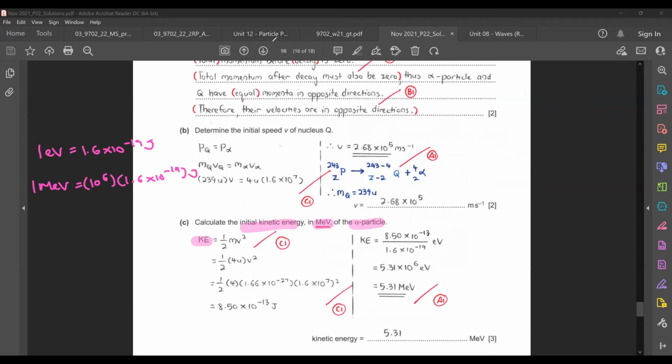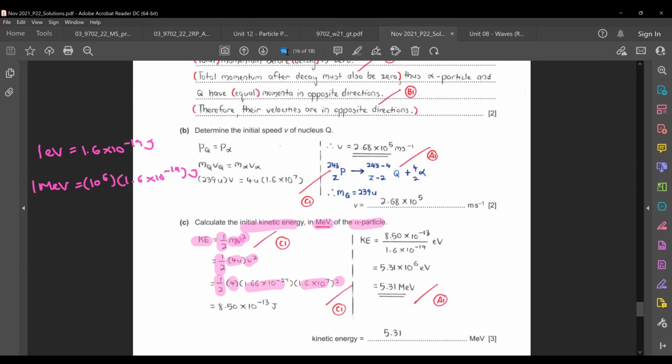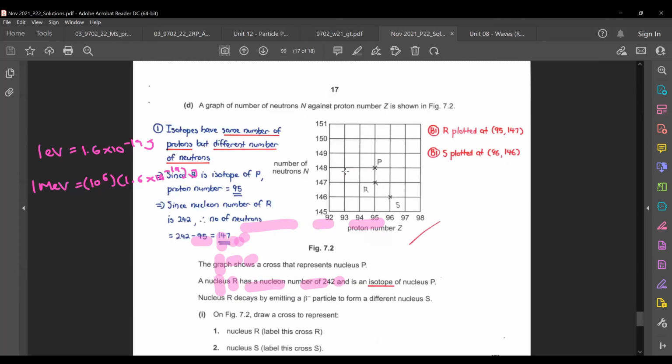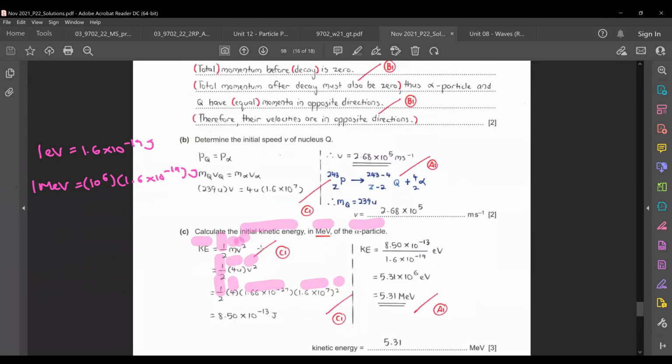Okay, so they just want the initial kinetic energy in MeV of the alpha particle. K is half mv squared. You know the mass as 4u. You know the speed as 1.6 times 10 power 7. Just sub everything in. The unified atomic mass value, you can get it from the second page of your question paper. It is 1.66 times 10 power minus 27. Okay, so just get that value. You're going to get the answer as 8.5 times 10 power minus 13 joules.